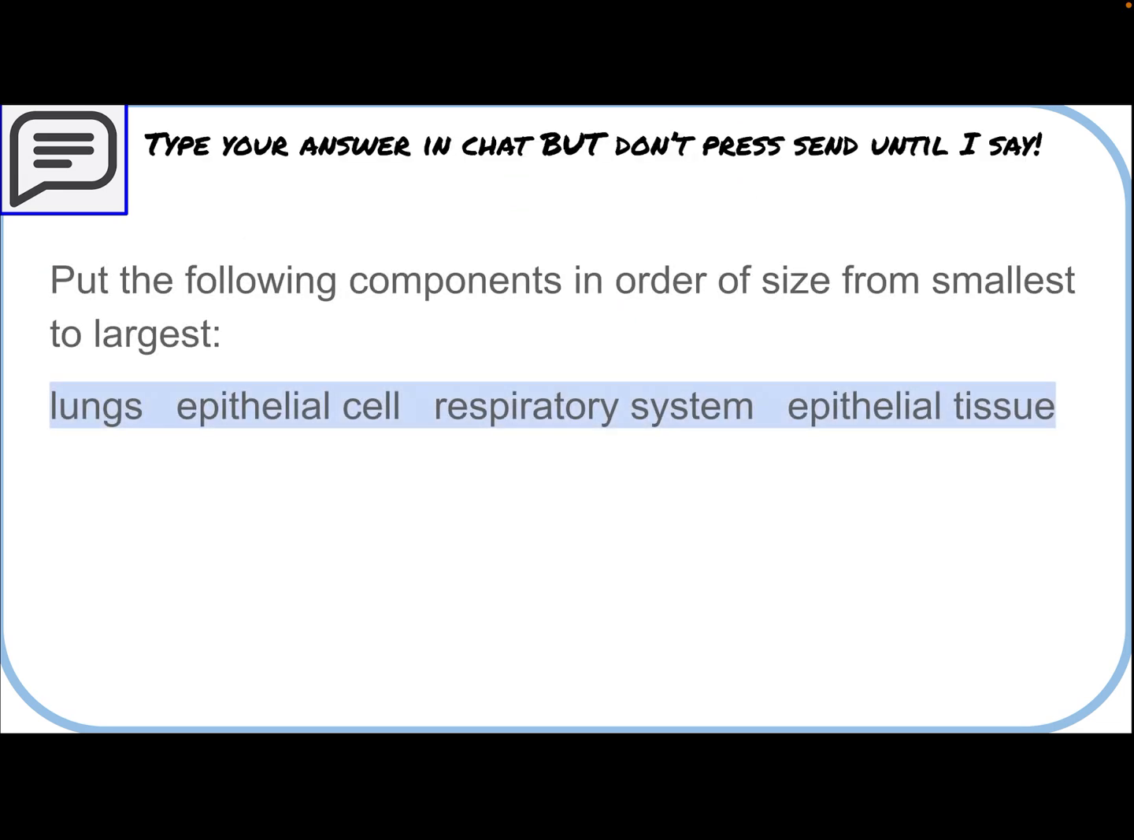So a little challenge for you. Pause the video if you're watching until you have an answer. Put the following components in order of size from smallest to largest. So the answer is epithelial cells are smallest, then epithelial tissue, then lungs, and then the respiratory system.